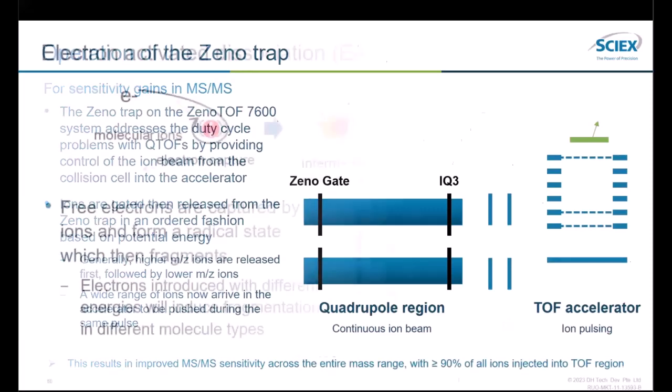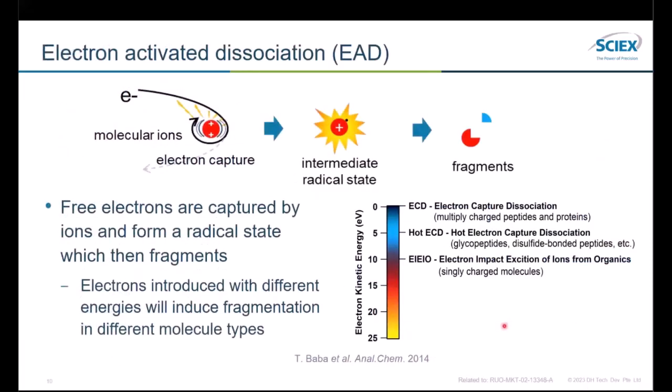So the next is another important part. This is the second feature about the XenoTOF 7600 system, the EAD, right? We discussed this complementary fragmentation technique. How it works is the free electrons in the EAD cell are captured by ions, and then they form a high intermediate radical state, which further fragments.